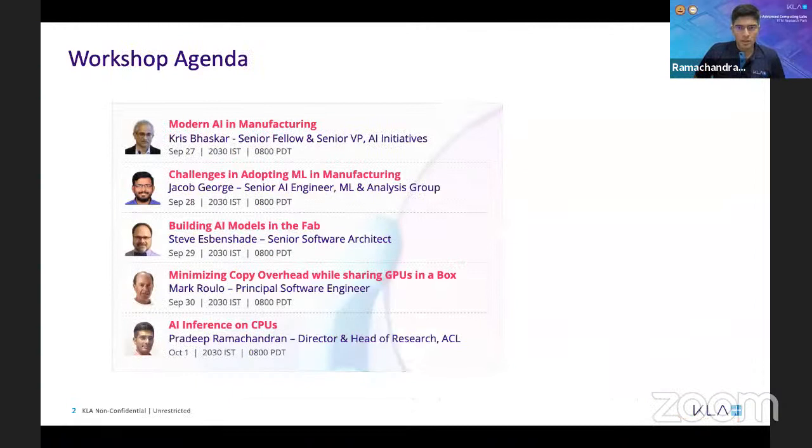A brief look at the workshop agenda. The agenda is laid out as a path from the problem space, as outlined by Chris on Monday, and we go down to the application space, where Jacob spoke yesterday about challenges in adopting ML in manufacturing. Steve then helps transition from the application space through the infrastructure. And then Mark and I, tomorrow and the day after, will be talking a little closer to metal about GPUs and CPUs.